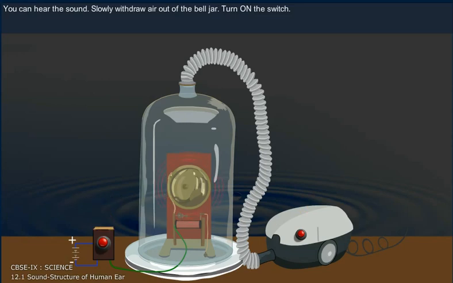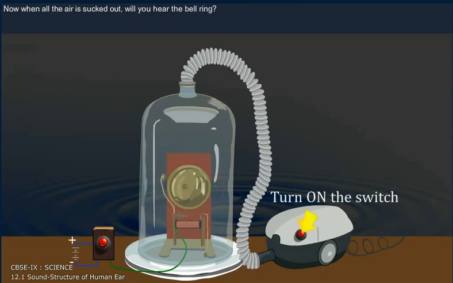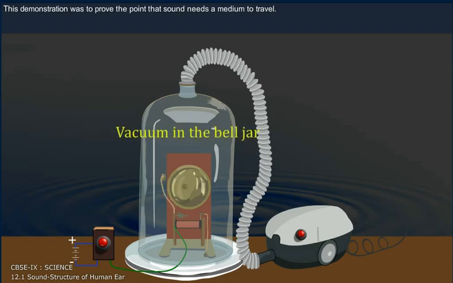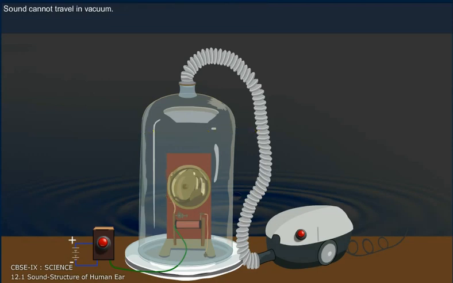Slowly withdraw air out of the bell jar. Turn on the switch. Now, when all the air is sucked out, will you hear the bell ring? This demonstration was to prove the point that sound needs a medium to travel. Sound cannot travel in vacuum.